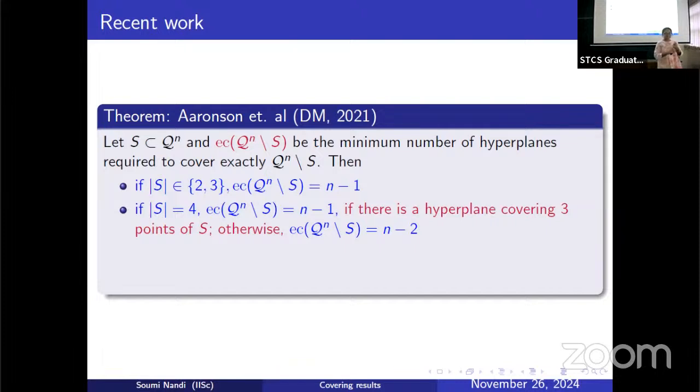And if it is not the case, then we can do the job with fewer, that is, n-2 many hyperplanes will be sufficient.